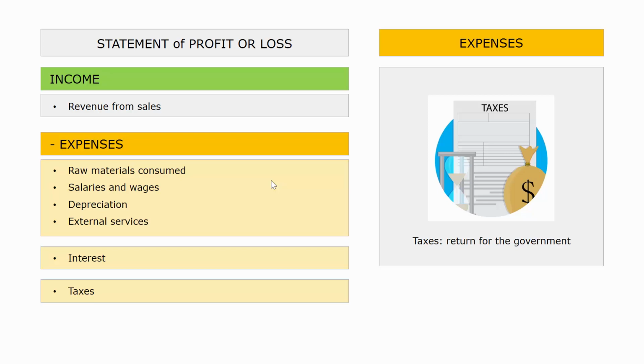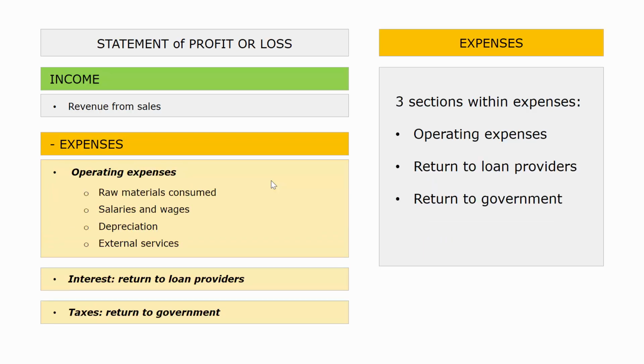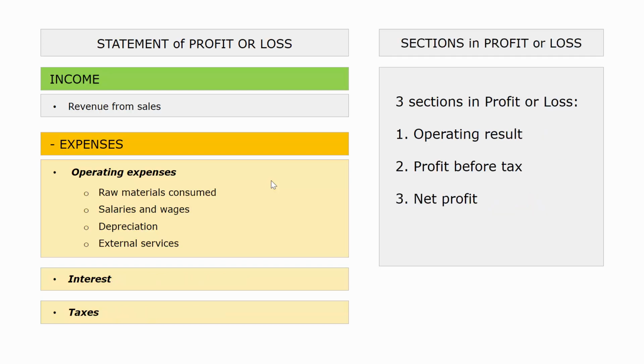Taxes. The expenses can be split into three sections: operating expenses, returns to loan providers, i.e. interest payments, and returns to government, i.e. taxes. According to these three categories of expenses, the format of a statement of profit or loss is split into the operating result, profit before tax, and net profit.